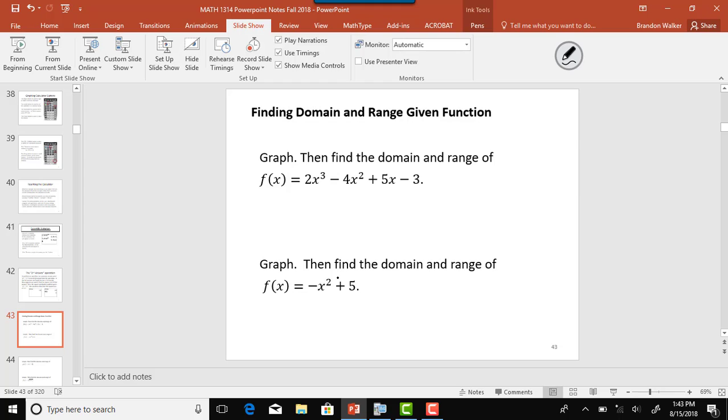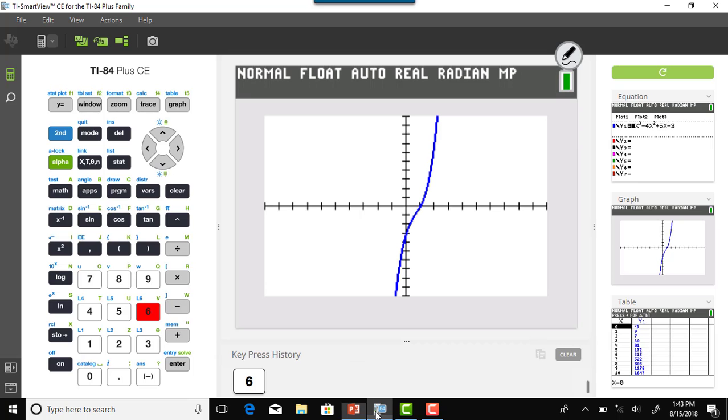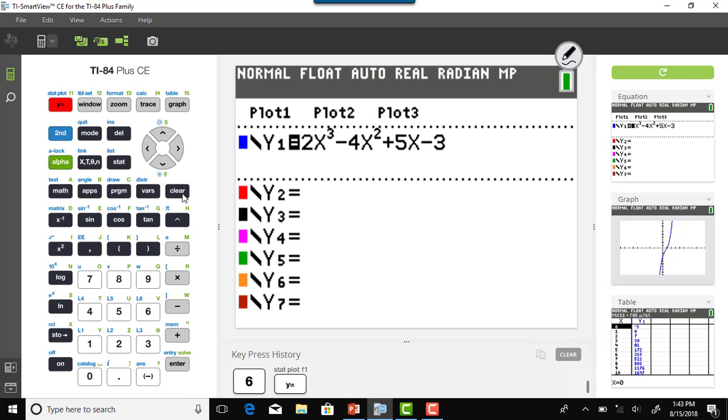It says find the domain and range of f of x or y equal to negative x to the second plus 5. So if your first term has a negative coefficient, you want to read that as negative x squared, which tells me that I want to use that negative button instead of that minus button. It's one reason why I wanted to work this example: when I come back in here to my y equals and I clear this out, I want to type in negative x squared.